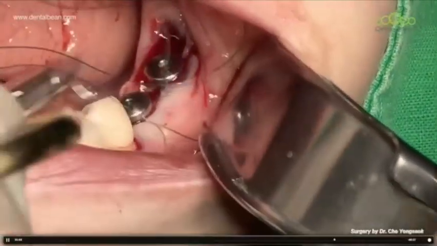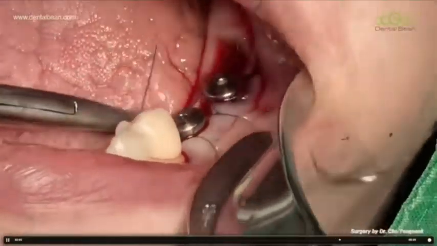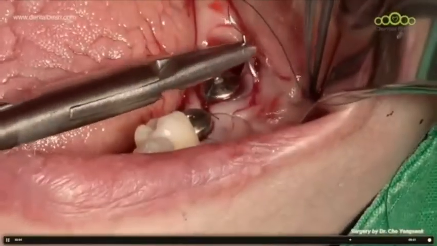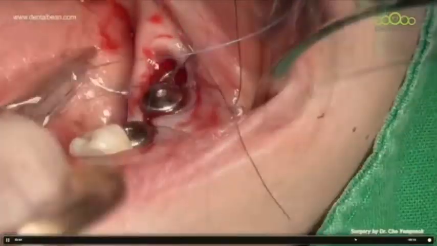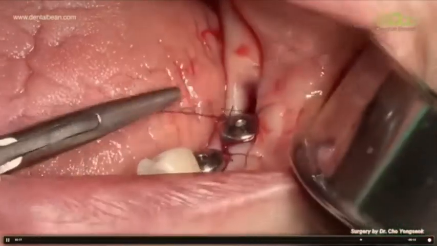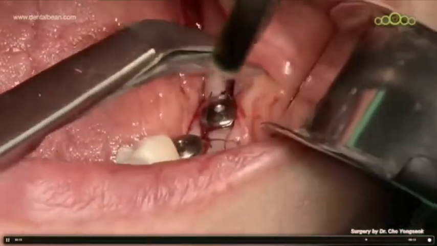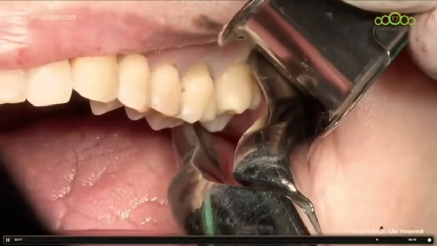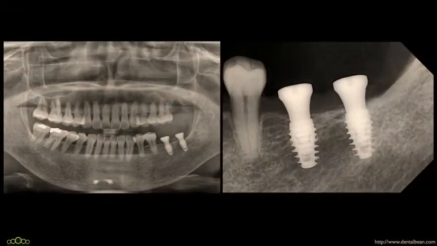Again I tried the modified external vertical mattress suture. Now you can see the technique well, like this. It is not so difficult, not so difficult. Okay, then I finished the surgery. This is the POP radiographic image. Okay, implant well positioned.